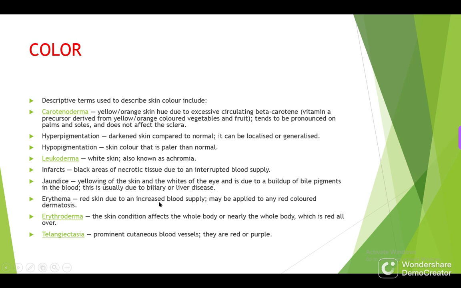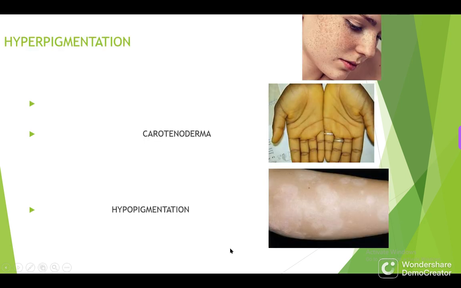Erythema is red skin due to increased blood supply, and may be applied to any red-colored dermatosis. Another condition is erythroderma. The skin condition affects the whole body, nearly the whole body. It is red all over. It is a dermatological emergency. Telangiectasias are prominent cutaneous blood vessels that are red or purple, as you see in the diagrams here.